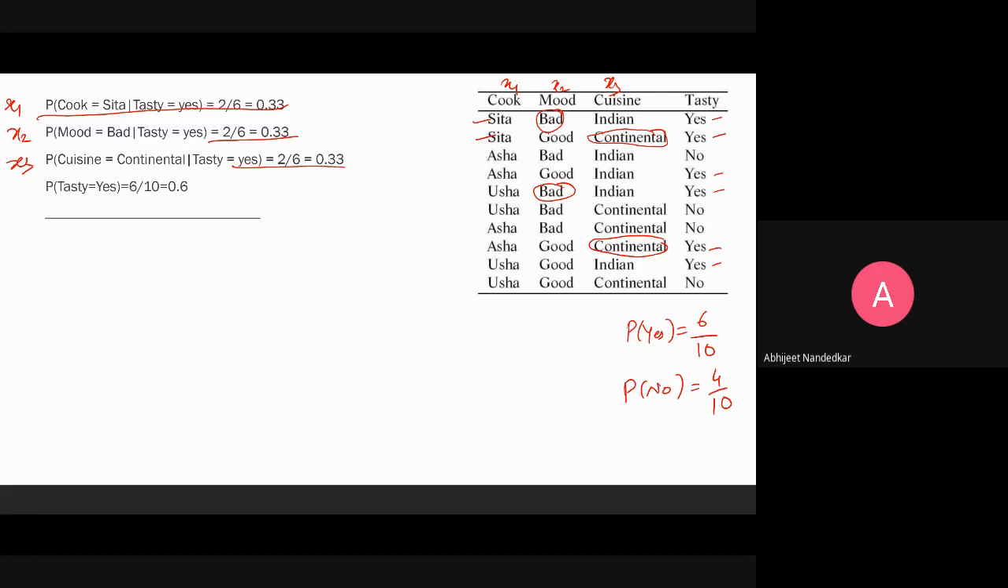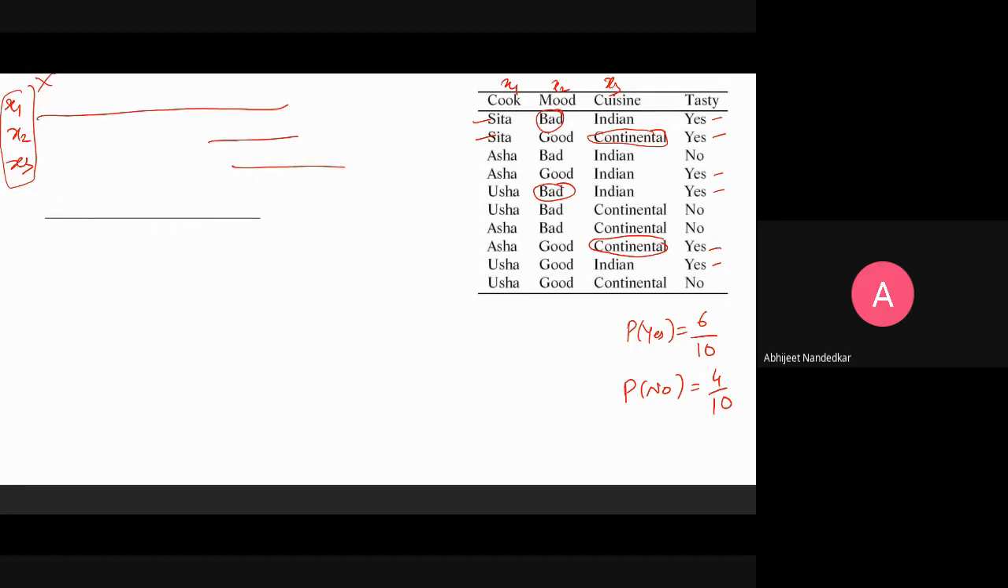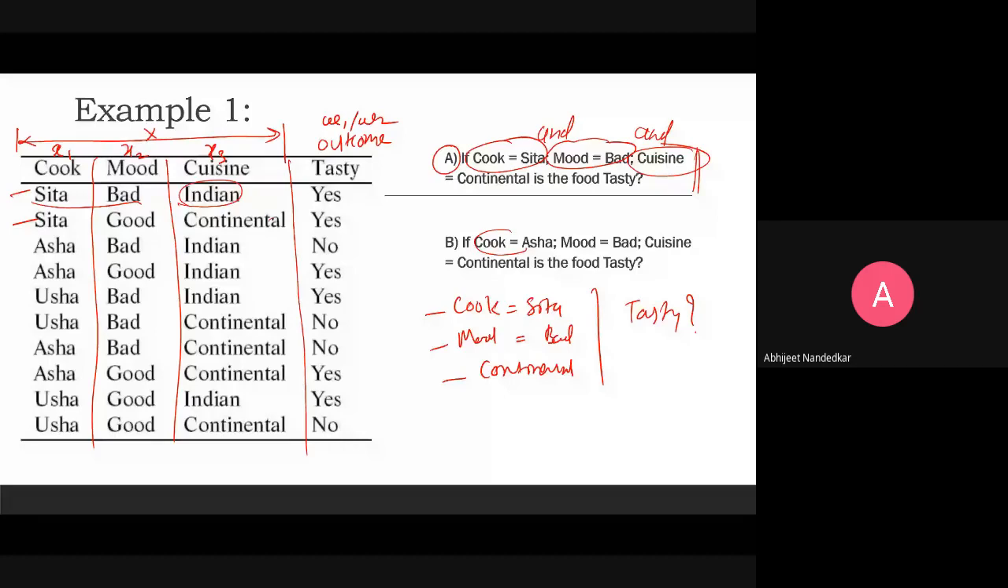Obviously we have already calculated the probability of tasty. Now what I want, this is my x. This was given to us in the problem. So this was my x in the problem. What is x? X is cook equal to Sita, mood is bad and cuisine is continental. So this was given to me. Now I call these 3 as capital X.